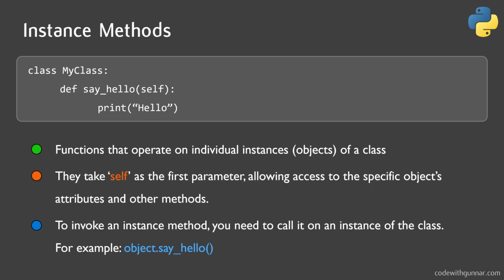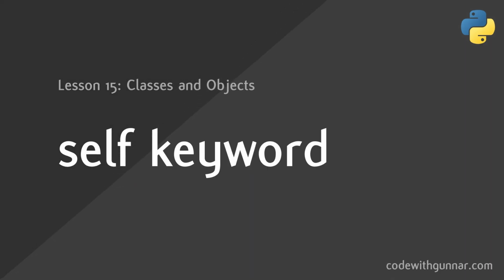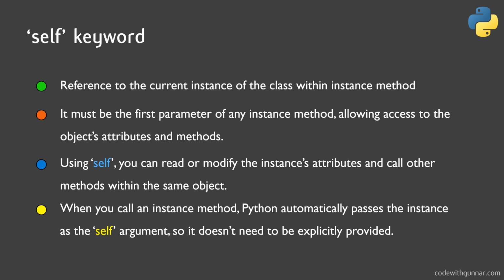Instance methods are defined inside the class just like regular functions, but with one key difference. They always take self as the first parameter. The self keyword is a crucial part of object-oriented programming in Python. It's used within instance methods to refer to the instance of the class that's calling the method. Now, in simpler terms, self helps Python understand which specific object we're working with.